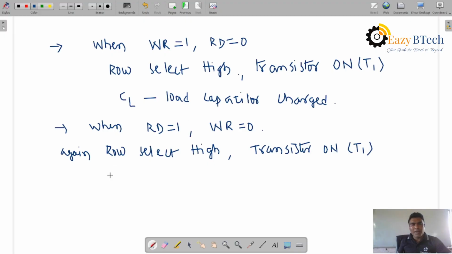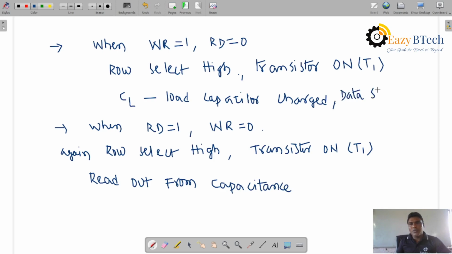So it is read out from the capacitance. This is what happens. The capacitor is charged and 1 bit of data is stored. Again it will be replaced into the memory location. The capacitor, through the transistor, is read out from the capacitance and replaced into the memory cell, right? This will happen.